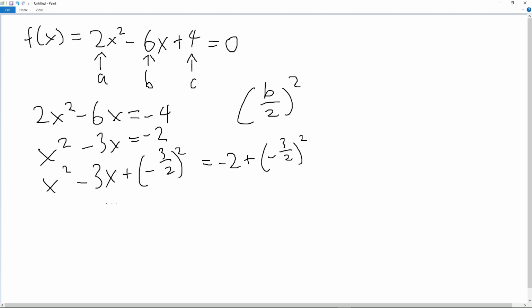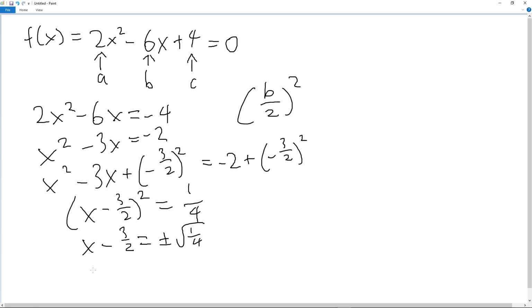Then this here is called a perfect square trinomial. So you can just factor it like this, squared, equals, and negative 2 plus negative 3 over 2 squared is 1/4. So then you square root both sides, and you would get x minus 3 over 2 equals plus or minus 1 over 4, and this is just plus or minus 1 over 2.